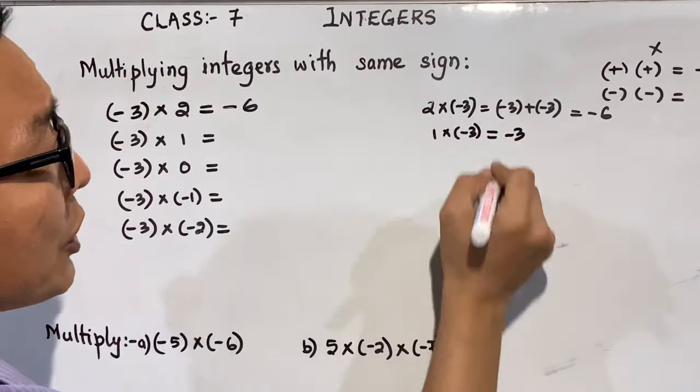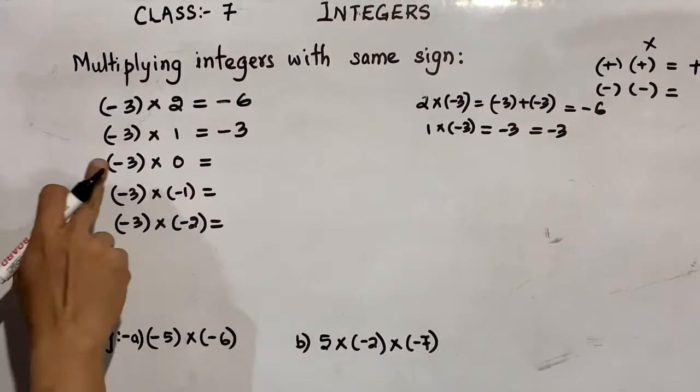So here the answer is -3. And any number multiplied by 0 is equal to 0.